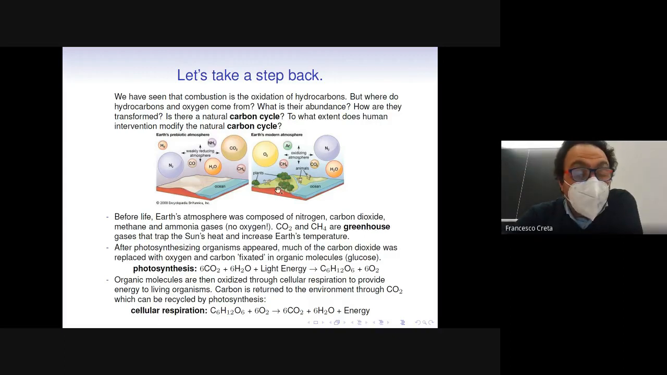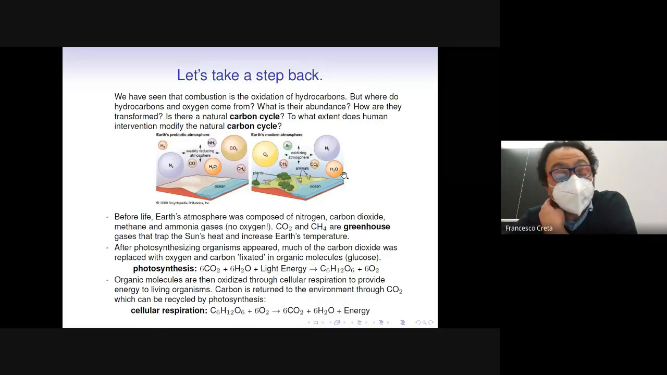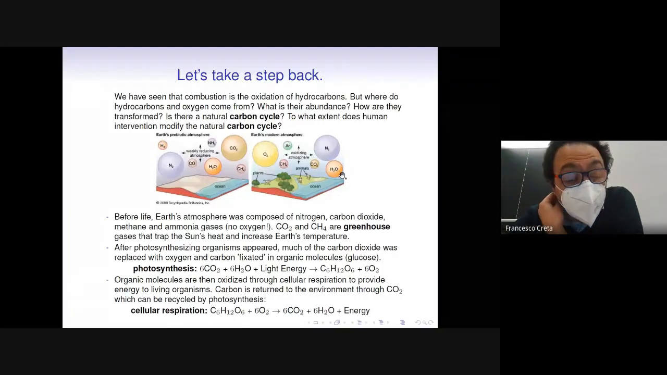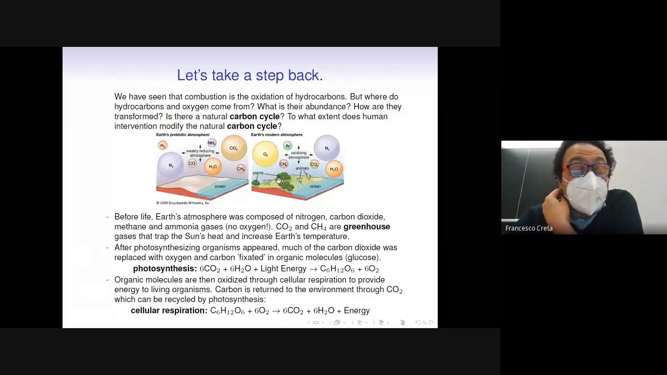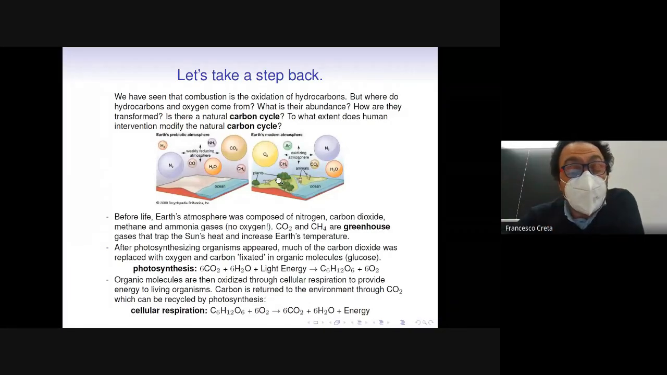So this is what happened, essentially. There was a drastic change in the composition of the atmosphere. Why? Through photosynthesis, okay? Now, photosynthesizing organisms appeared, such as plants. And what photosynthesis does is essentially this.